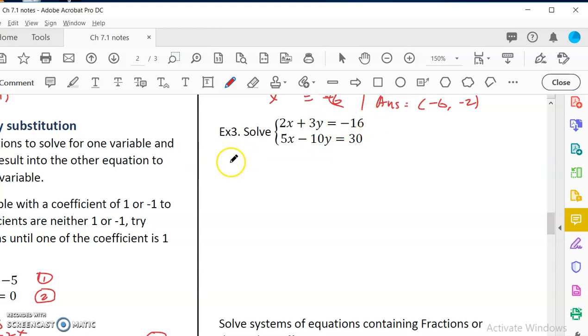Now you would have to pick one variable that you want to eliminate. So which one do you want to select? I want to select x to eliminate, right? You can select y also.